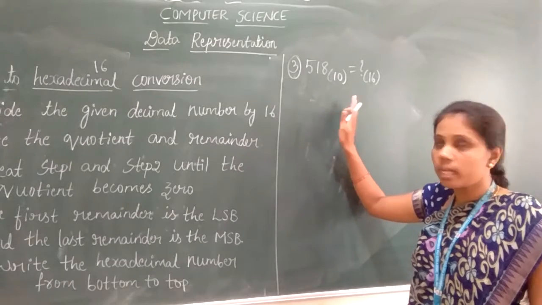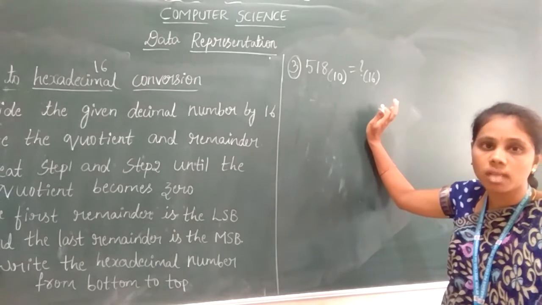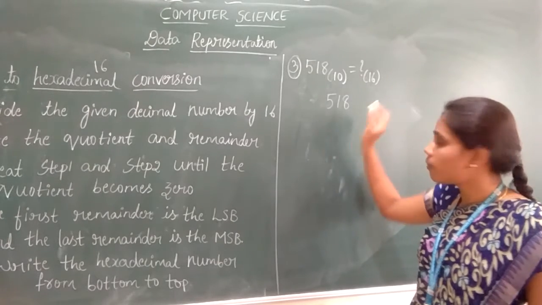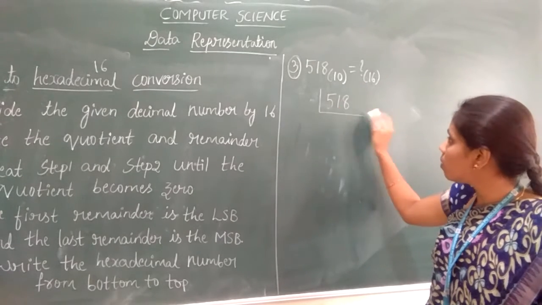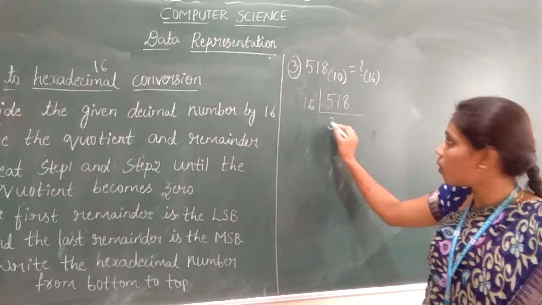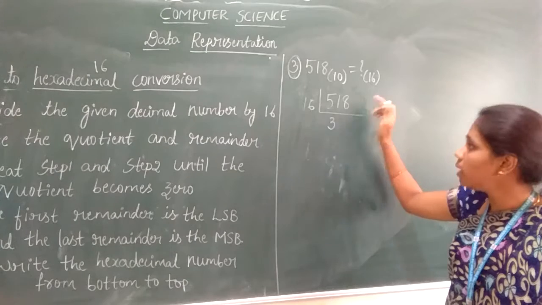This is one more example problem: 518 should be converted to the hexadecimal system. Consider this number, 518. Divide this number by 16. So 16 threes are 48. Left out is 3. It will become 38.